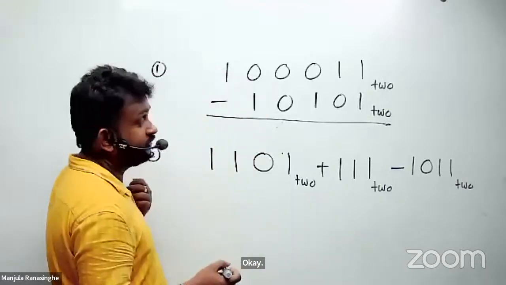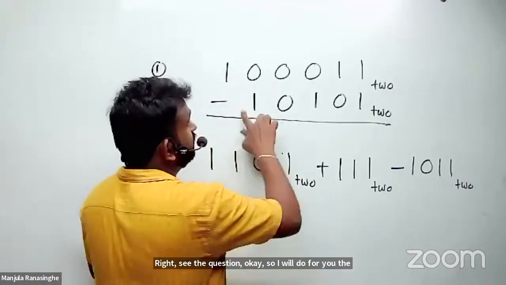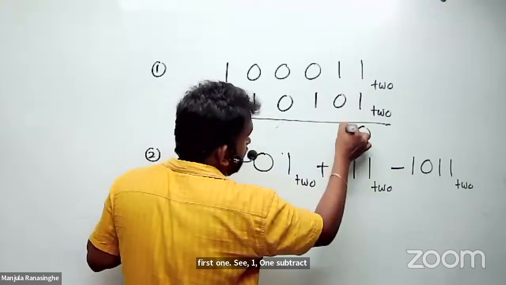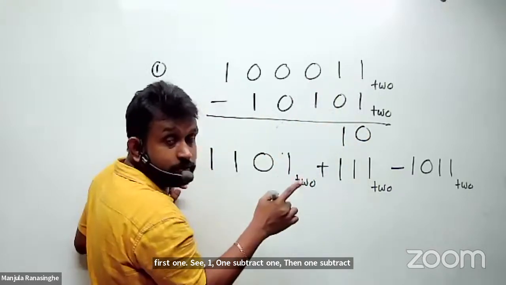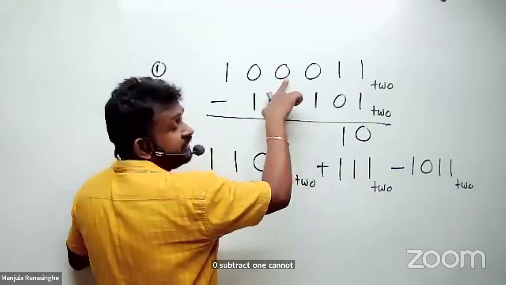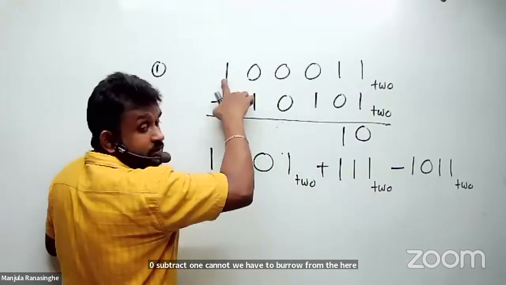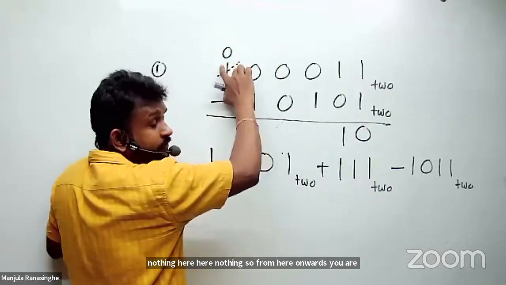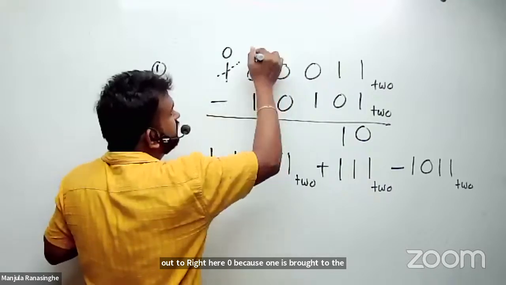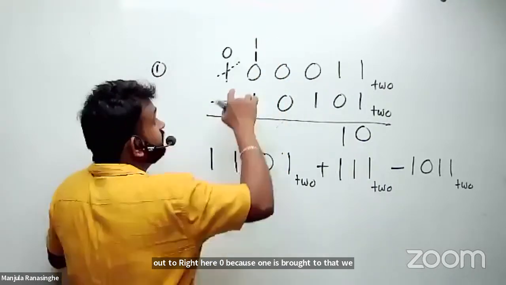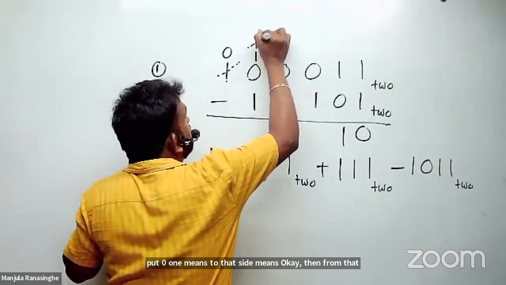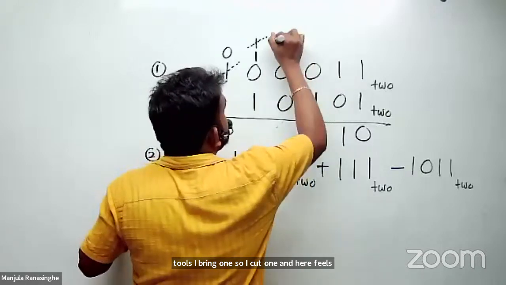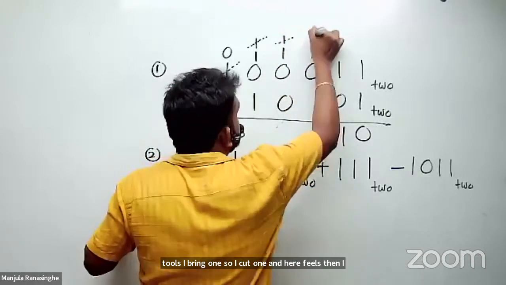So I will do the first one for you. See everyone, subtraction. 1 subtract 1, 0. Then 1 subtract 0, 1. 0 subtract 1 cannot. We have to borrow from here, nothing here, here nothing. So from here onwards, we have to borrow. Here 0 because 1 is brought there. We put 0. 1 means to that side means 2's. Again, from that 2's I bring 1. So I cut 1 and here feels 2's. Then I bring 1 of that, this side is cut 1 and here feels 2's.